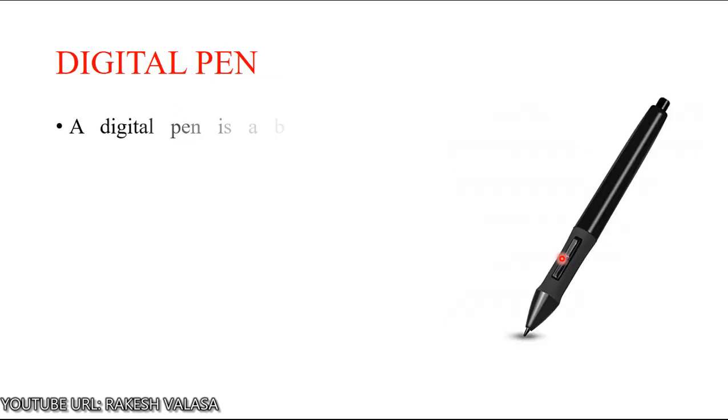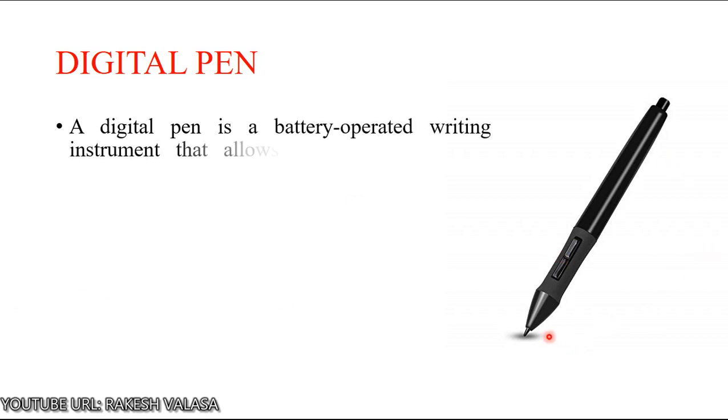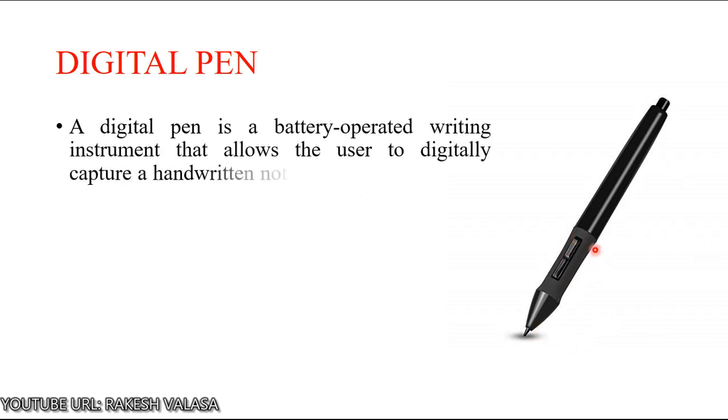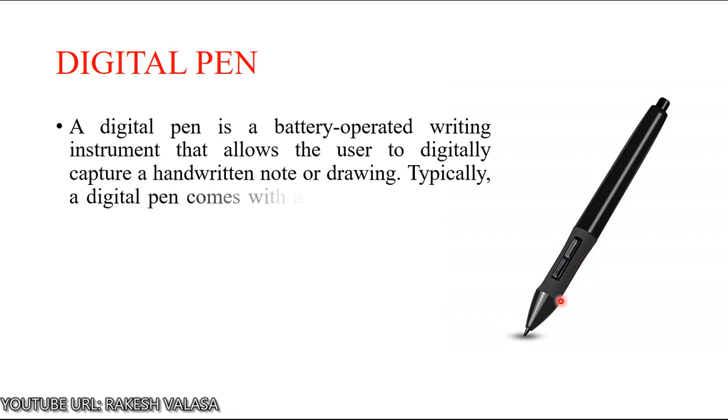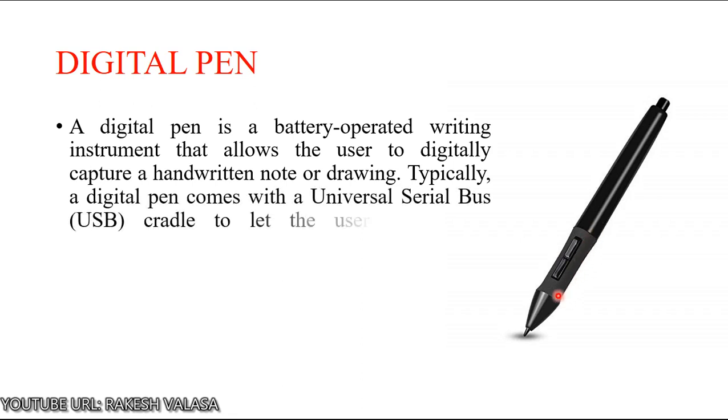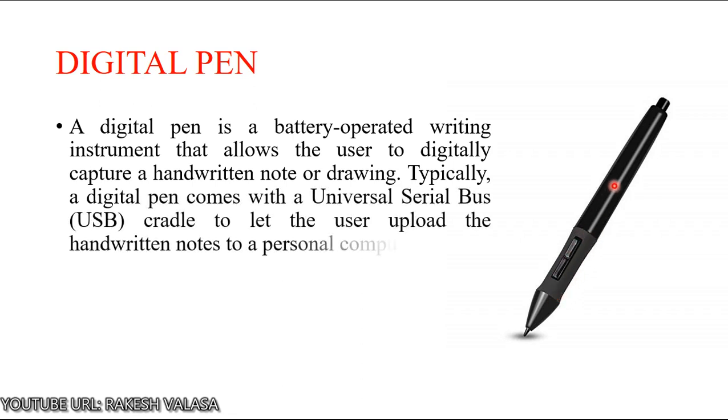Digital pen. A digital pen is a battery-operated writing instrument that allows the user to digitally capture a handwritten note or drawing. Typically, a digital pen comes with a Universal Serial Bus, that means USB, cradle to let the user upload the handwritten notes to a personal computer.